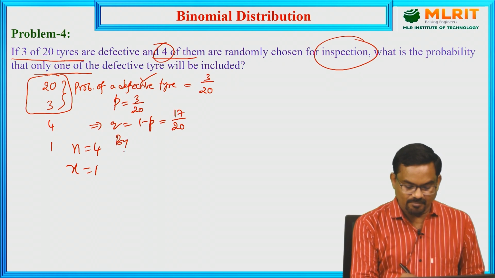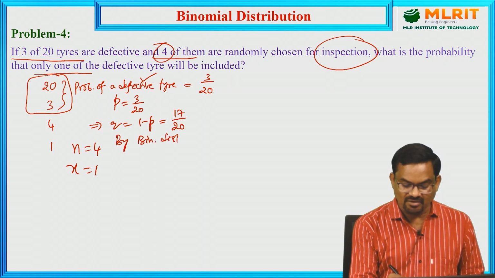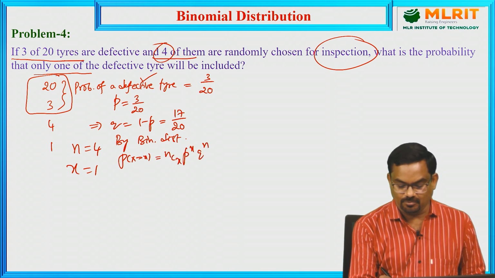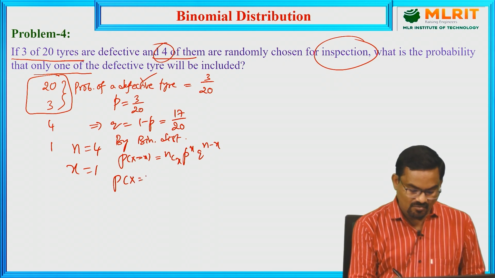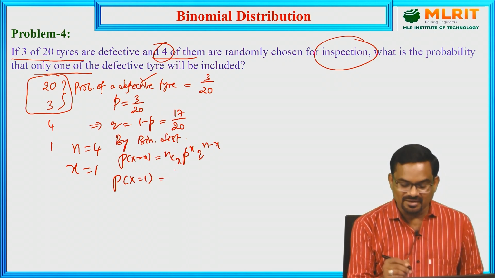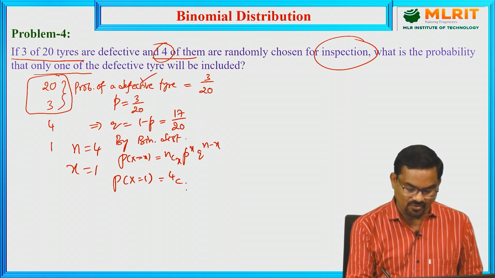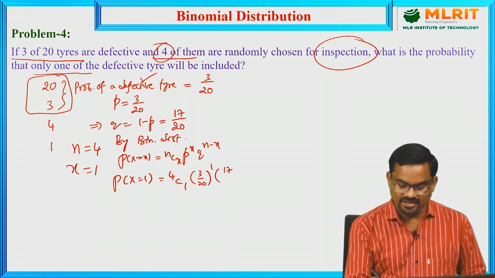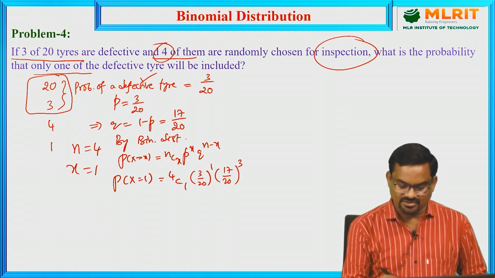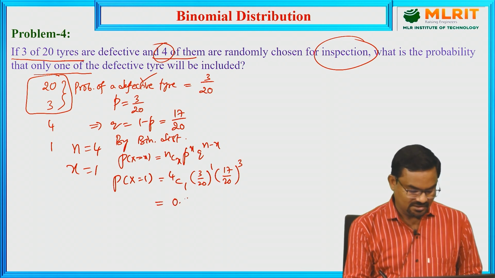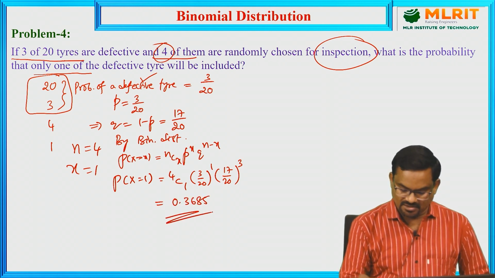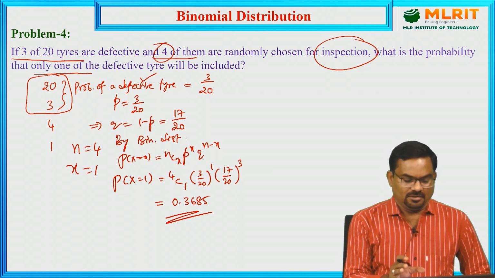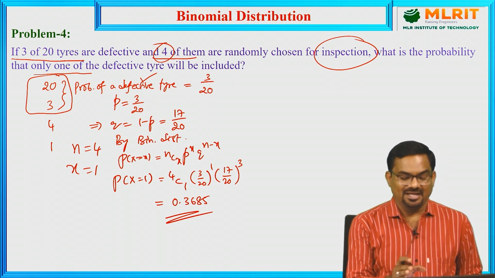So, by binomial distribution, we have the formula: probability of x successes is nCx p power x q power n minus x. We need to calculate one success, means getting one defective tire out of 4 tires. 4C1, p is 3 by 20 power 1 and 17 by 20 power 4 minus 1, that is 3. So, a simple calculation gives the answer 0.3685.